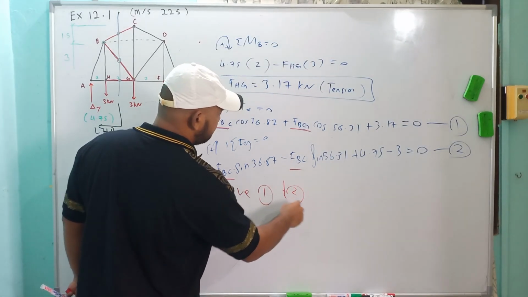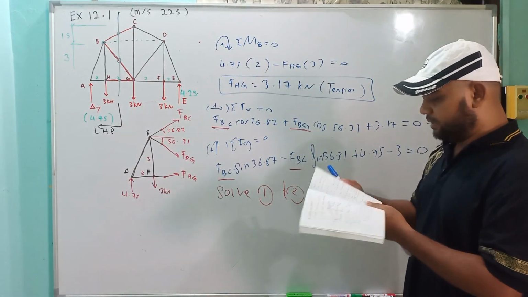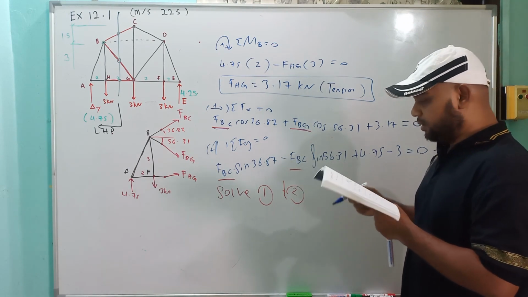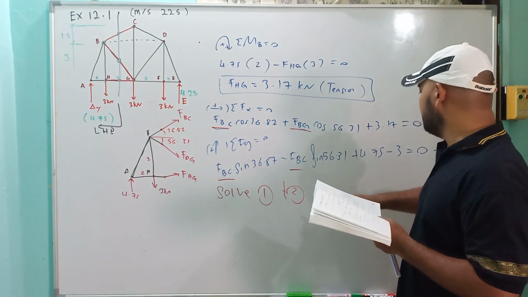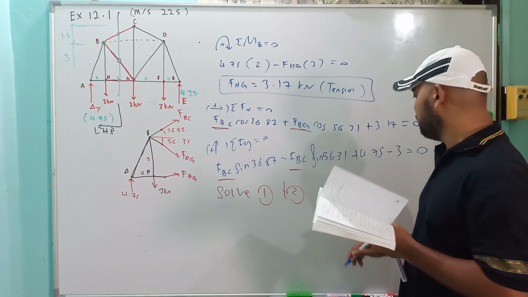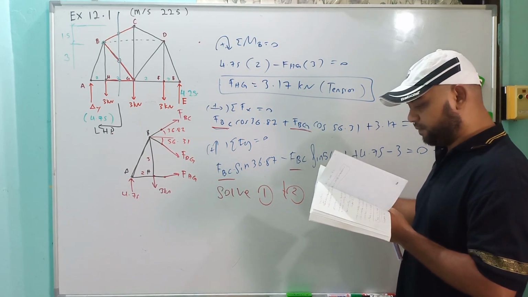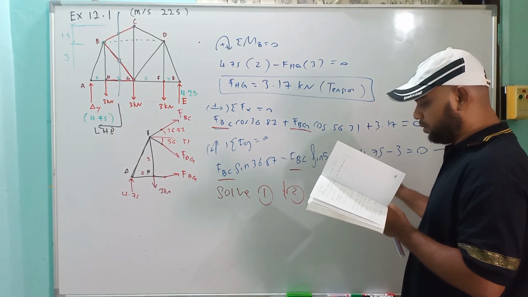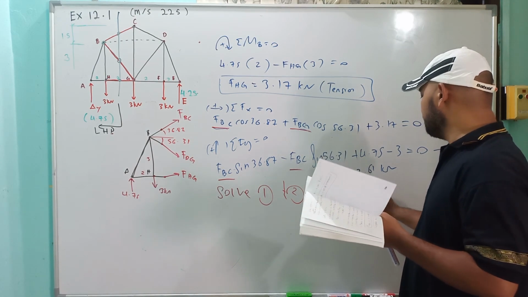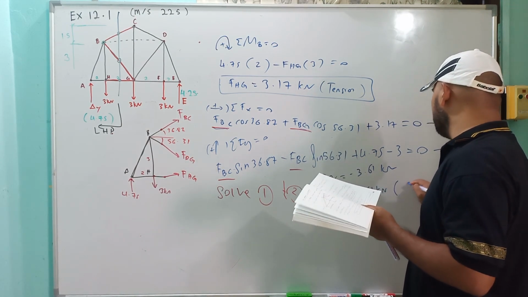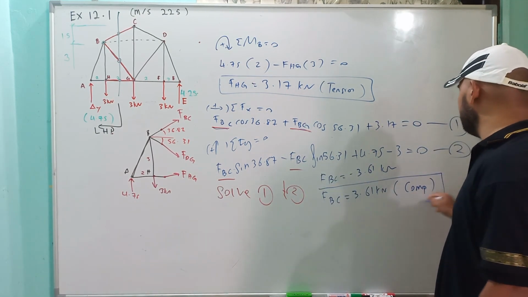1 and 2. You solve 1 and 2 and then you will get the answer. First you put equation number 2 inside equation number 1, and then the first one I got is FBC equal to negative 3.61 kilonewton. So FBC equal to 3.61 kilonewton in compression. Okay, because it is negative, it is in compression.